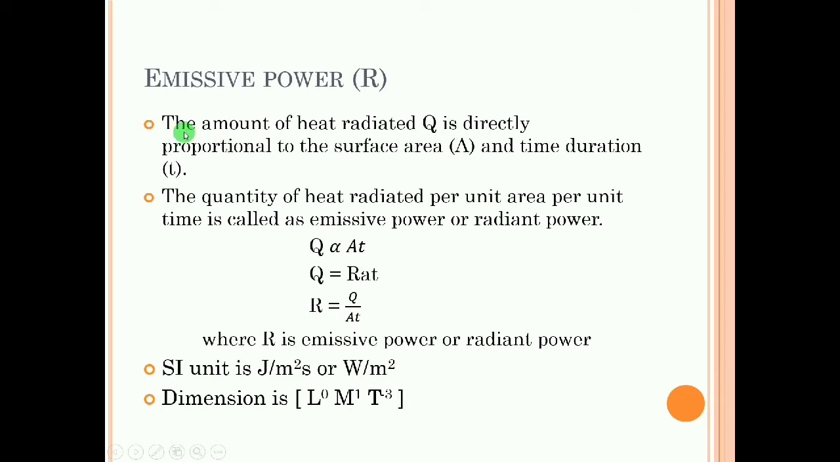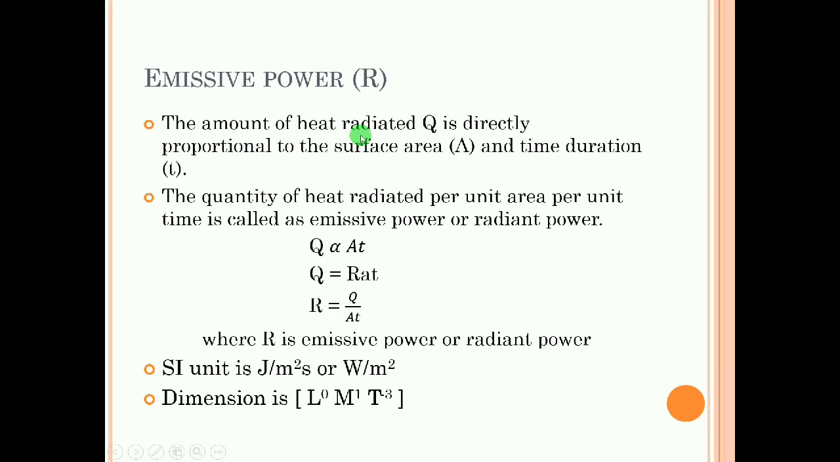So the definition we can consider here: the amount of heat radiated Q is directly proportional to the surface area A and time duration T. Okay, so the quantity of heat radiated per unit area per unit time is called emissive power or radiant power.